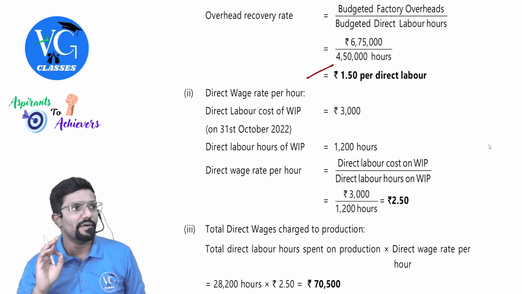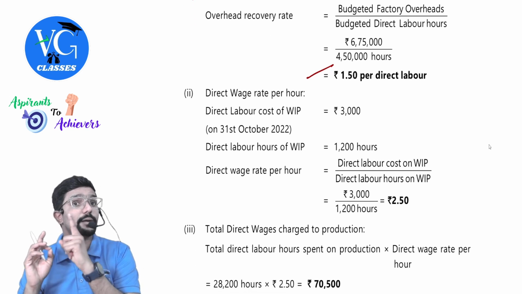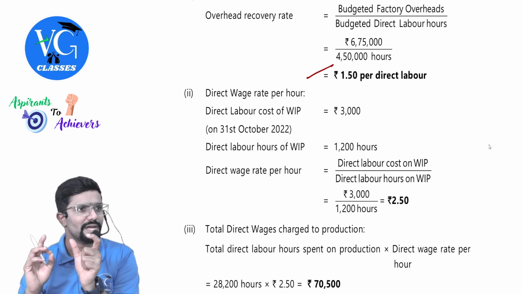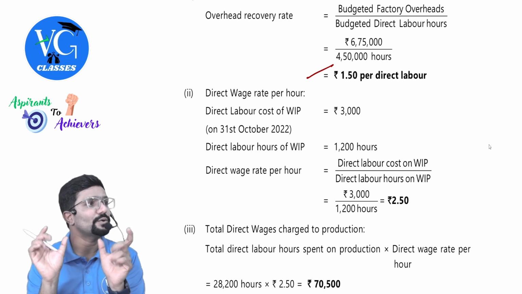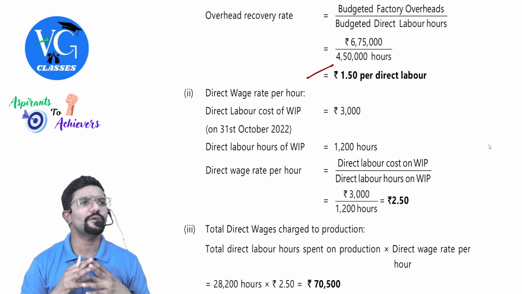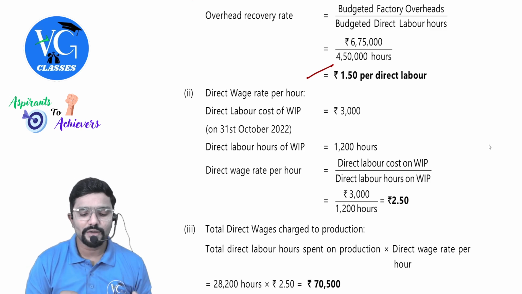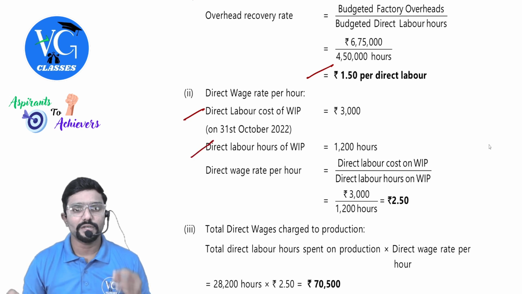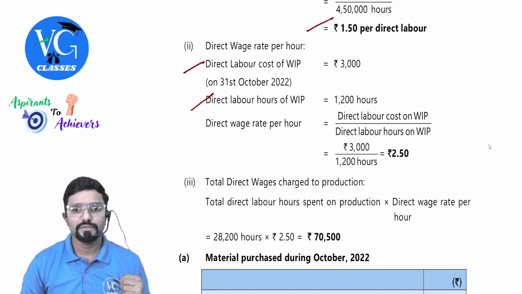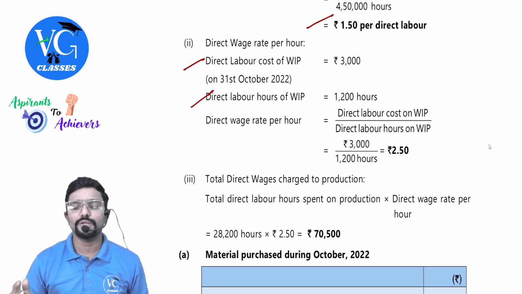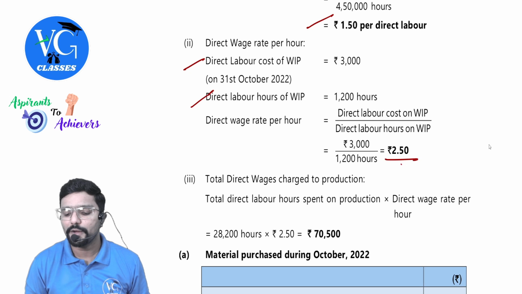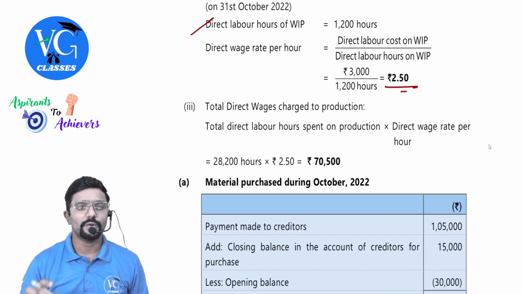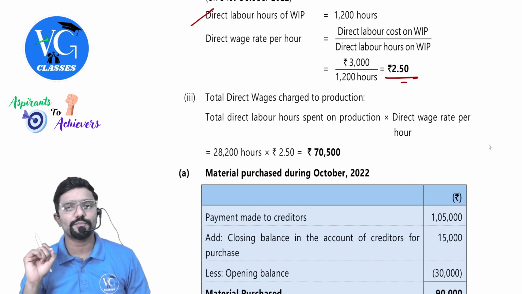Then the wage rate per hour. Guys, for WIP they have given 3,000 as the labor cost, and they worked for how many hours? 1,200. Can we calculate per hour how much? Yes, sir. 3,000 is the labor cost of WIP. For that, how many hours have they worked? 1,200 hours. So 3,000 divided by 1,200 hours is equal to 2.5. Then coming to total direct wages charged to production.